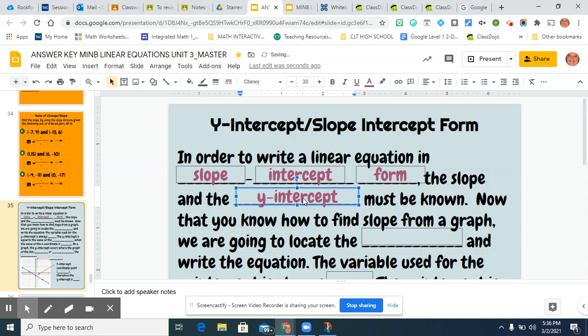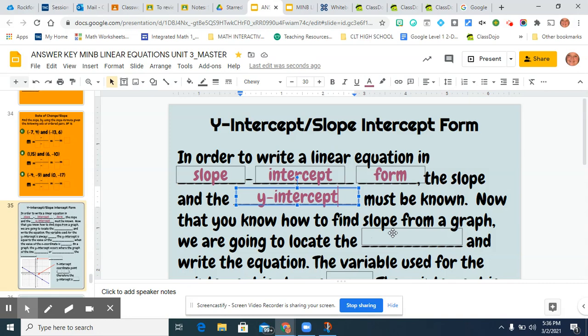Many lines can have two different intercepts: the x-intercept, where you cross the x-axis, and the y-intercept, where you cross the y-axis. And what we need for the slope-intercept form is the y-intercept. So those two things, slope and y-intercept, must be known in order to write this equation. Today we're going to focus on finding the y-intercept from a graph and how to write the equation now that we can find slope and y-intercept.